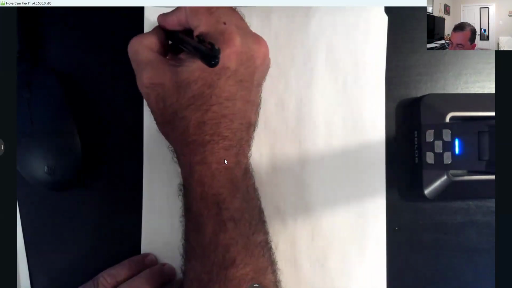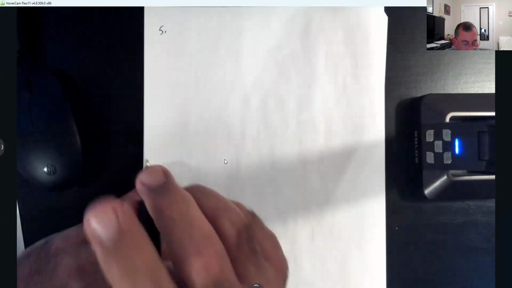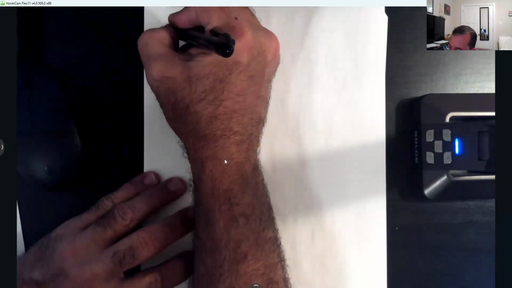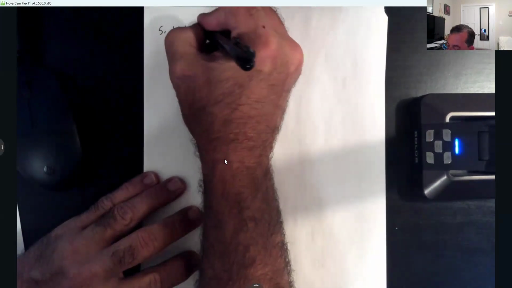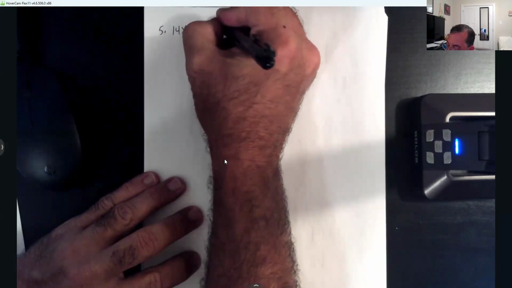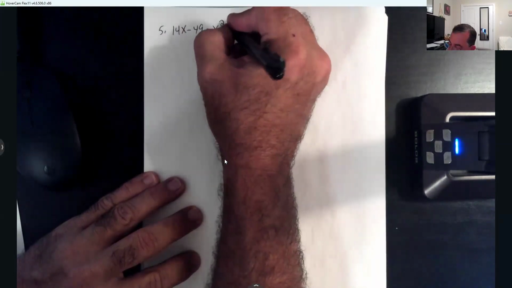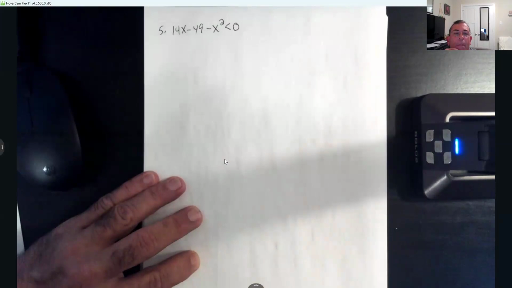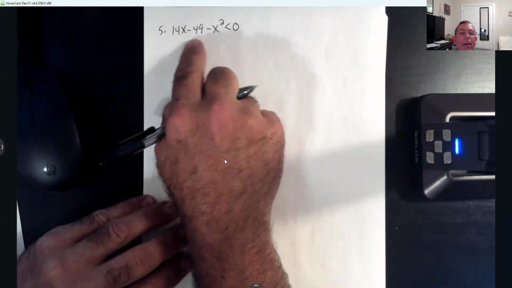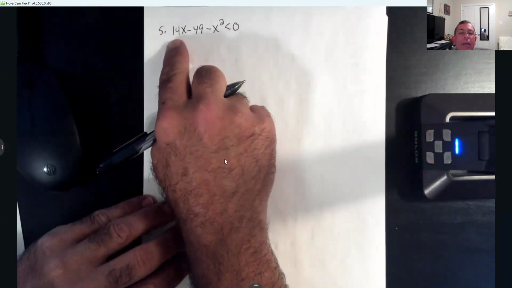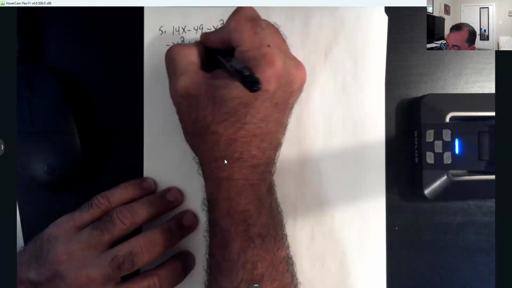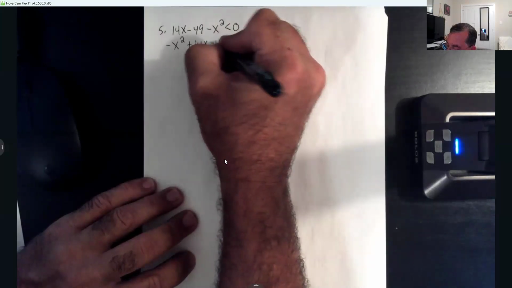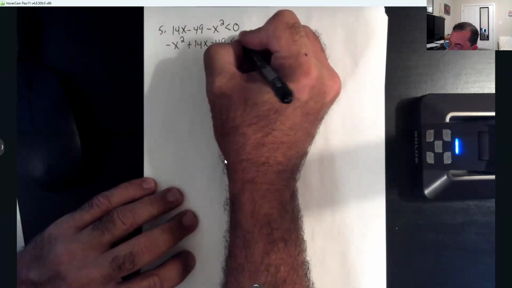All right, y'all, let's see number... There's only 6 of these, so we got 2 more. So 14x minus 49 minus x squared has to be less than 0. Let me get them in order first. I need to pull that negative x squared out to the front, plus my 14x minus my 49, less than 0.